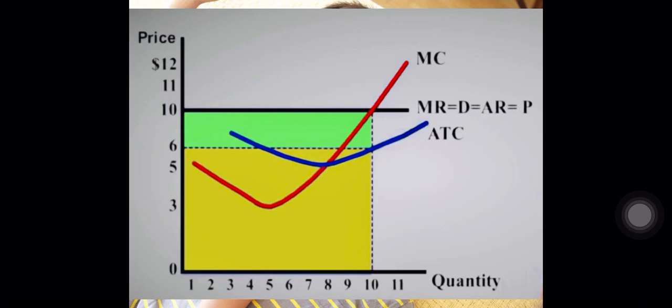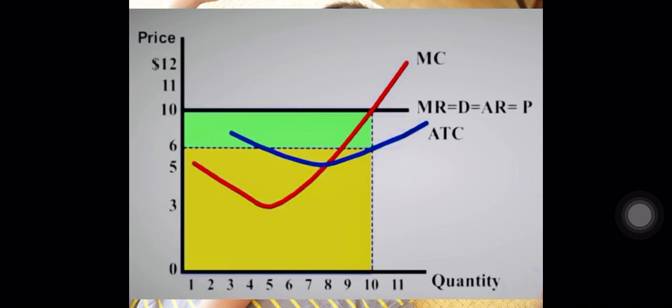Gaano kataas ang aking tubo? Ima-minus mo ang iyong total cost sa iyong total revenue. So here you have the yellow space that gives your cost, and then your profit is the green space. Your green and yellow together is your revenue. The green alone is your profit, the yellow alone is your cost. So now, kailan naman ako lugi?